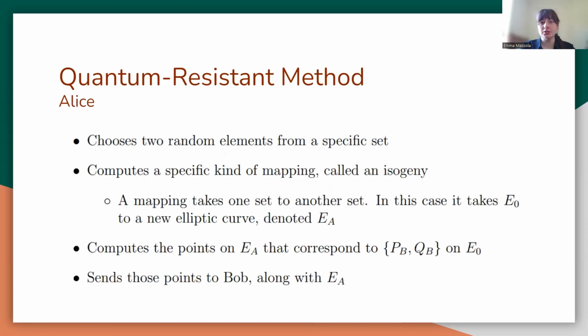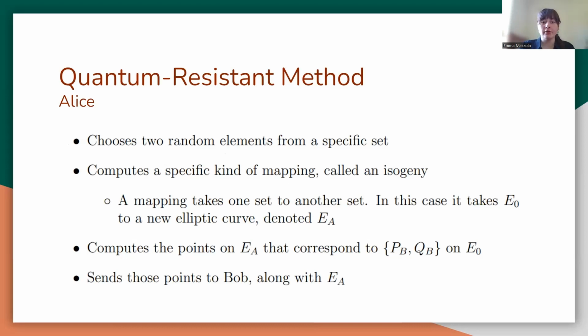Okay, so Alice is going to choose 2 random elements from a specific set. So she generates a set using some of those public parameters, one of those pairs of base points. And then from that set, she picks 2 random elements. And then she computes a specific kind of mapping called an isogeny. So a mapping is just something that takes one set to another.